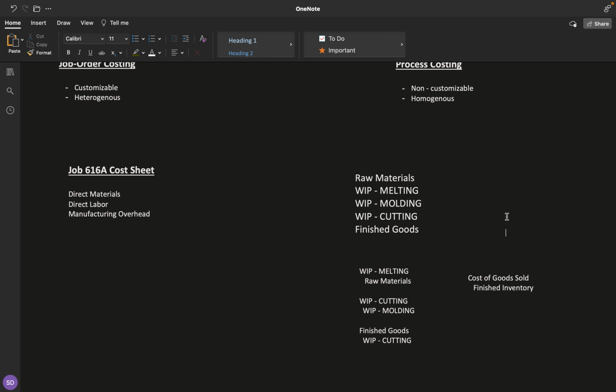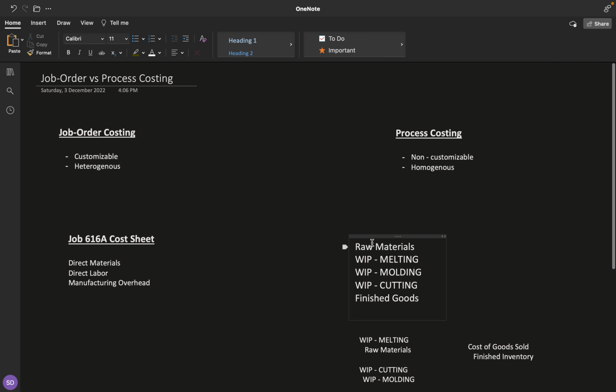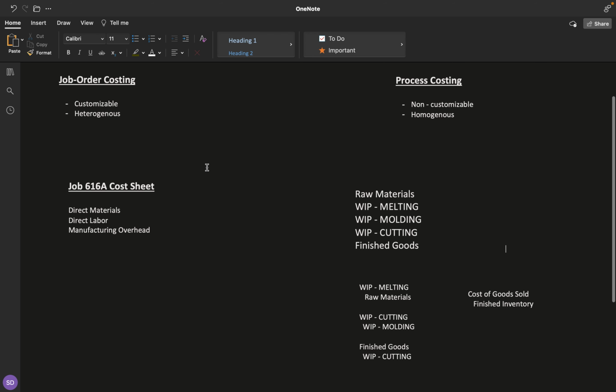We've sold it now. All right, well, those are the differences between job order and process costing. This is just a very brief introduction to these cost systems.